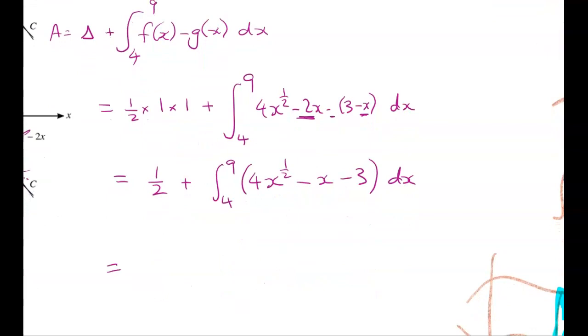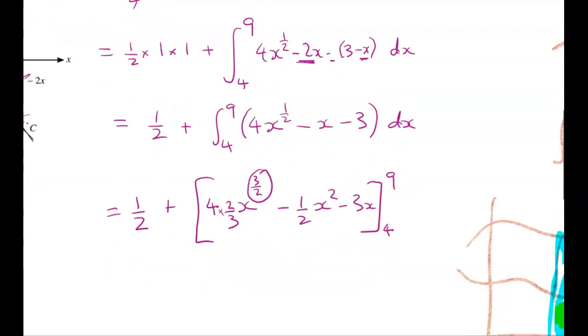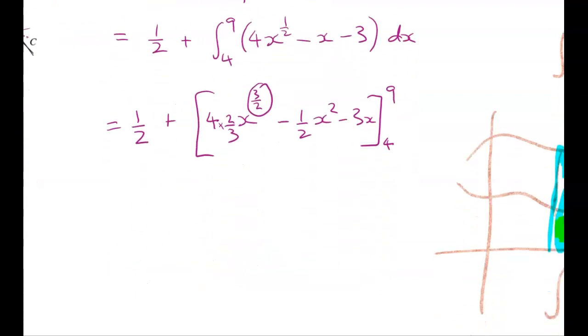So working this through, we've got the 1/2 from my triangle, and now we're going to anti-differentiate. It'll be x to the power of 3 over 2. We've got 4. We have to undo the 3 over 2 with 2/3 minus 1/2 of x squared minus 3x, and that's evaluated at 9 and 4. Now this is quite good practice at thirds.